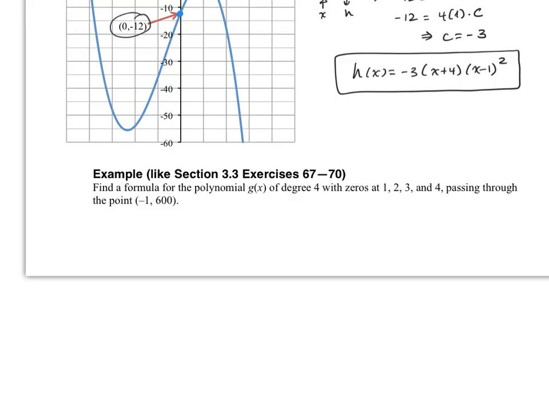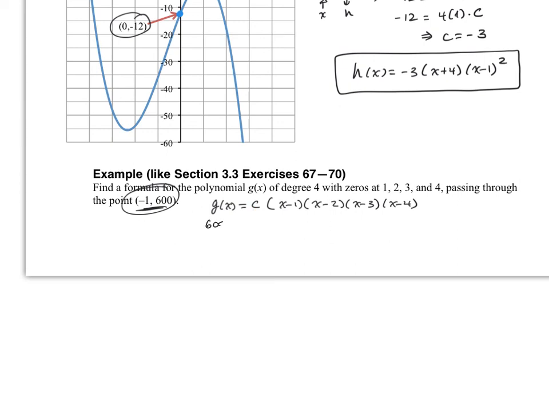Now the last example is the same as this one, except that instead of a graph, they give you the points. So it gives you the points right here. So here it says to find a formula for g of x. Remember, the hard part is to figure out the constant. This has to be degree 4, and the zeros are 1, 2, 3, and 4. So this will be x minus 1, x minus 2, x minus 3, x minus 4. And then it passes through this point, which is equivalent to this. Without this point, you will not be able to figure out the value for c.